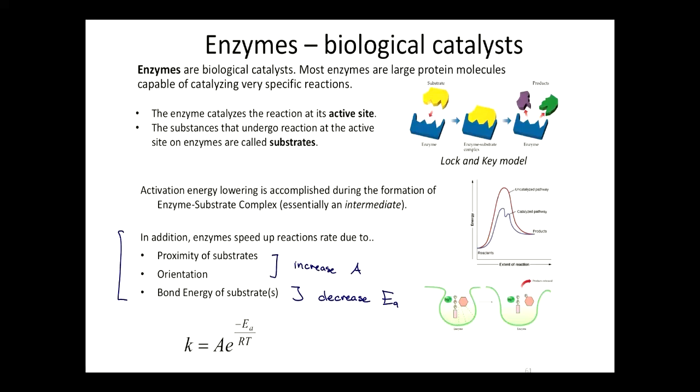And so what that does is increase A, the orientation factor in your Arrhenius equation, to make your rate constant increase. But it also changes and weakens the bond energy of your reactants. So what that does is decrease activation energy. So enzymes are just our body's way to make certain reactions go faster.